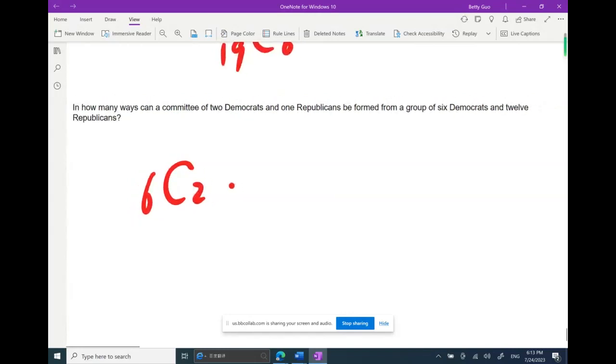And your committee wants to have one Republican, two Democrats, one Republican. Second step is you choose the one Republican from the 12 Republicans. Let me double check those numbers. Choose 2 Democrats from the 6 Democrats, and then select only one Republican from the 12 Republicans.